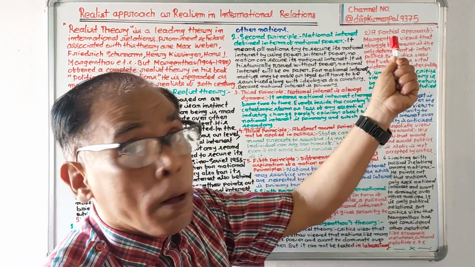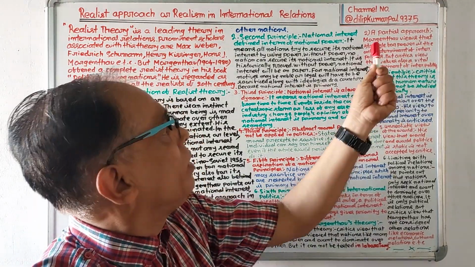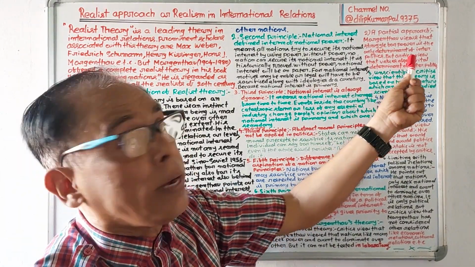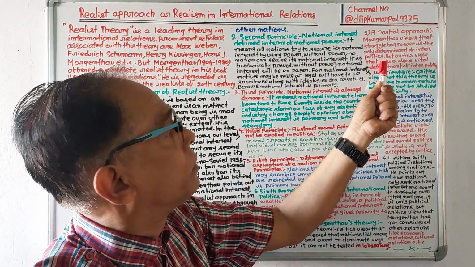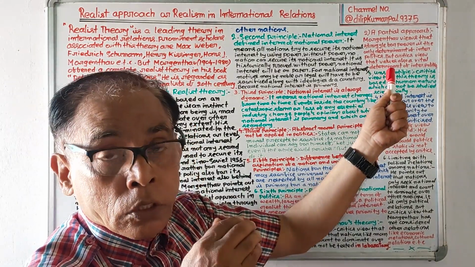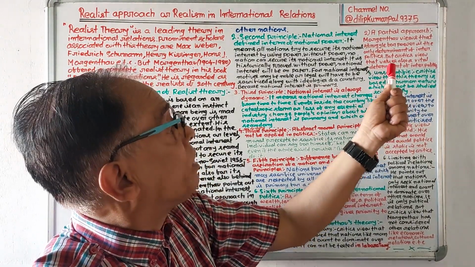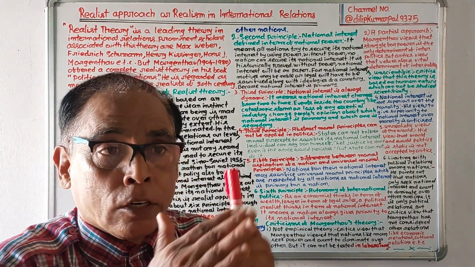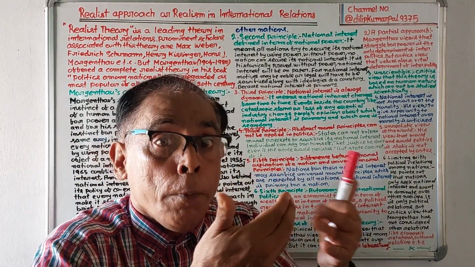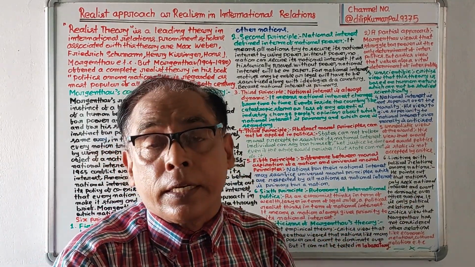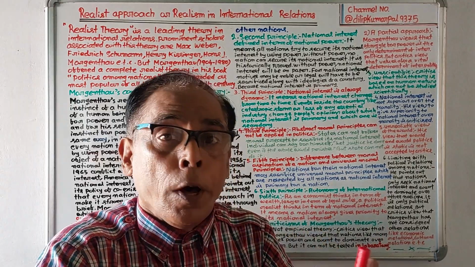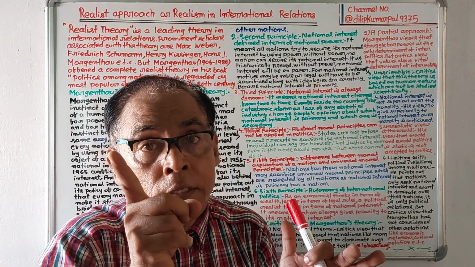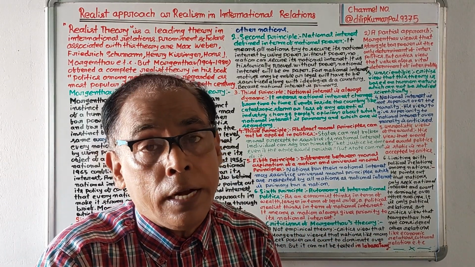Number two, a partial approach. Morgenthau views that struggle for power is the only determinant of international politics. But according to critics, struggle for power may be one factor, but not the only factor. Values also determine international politics and international relations.